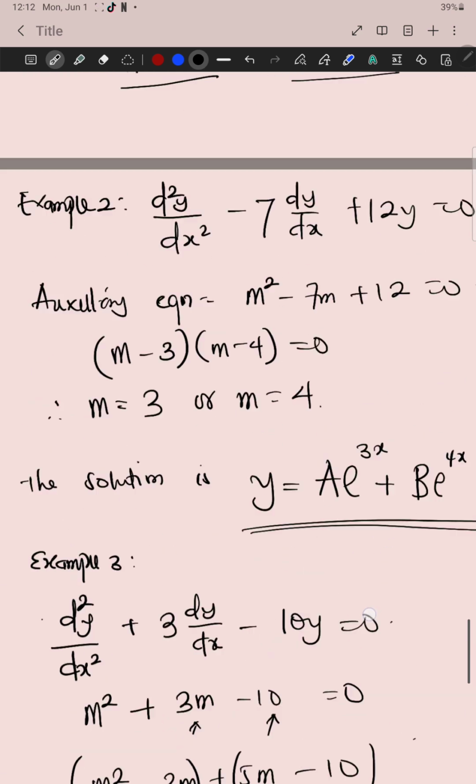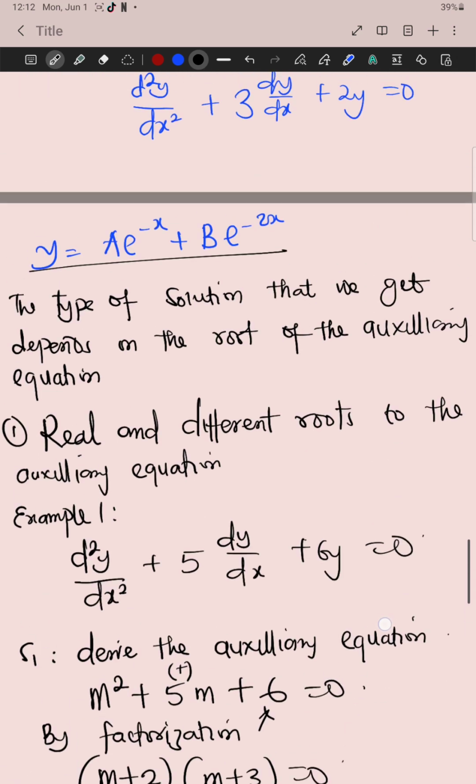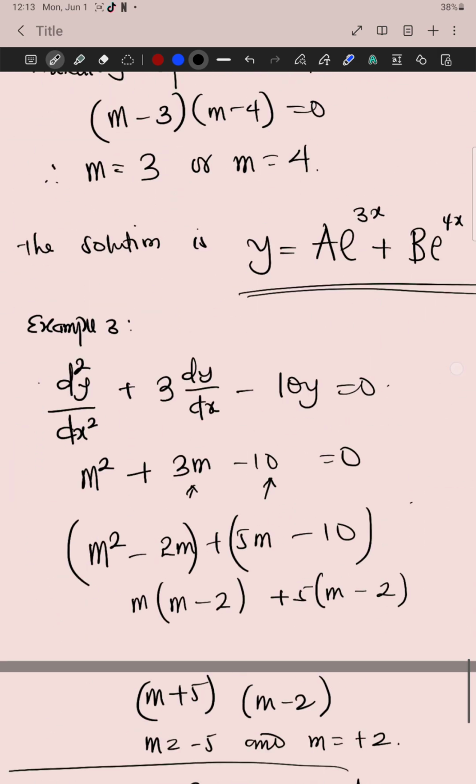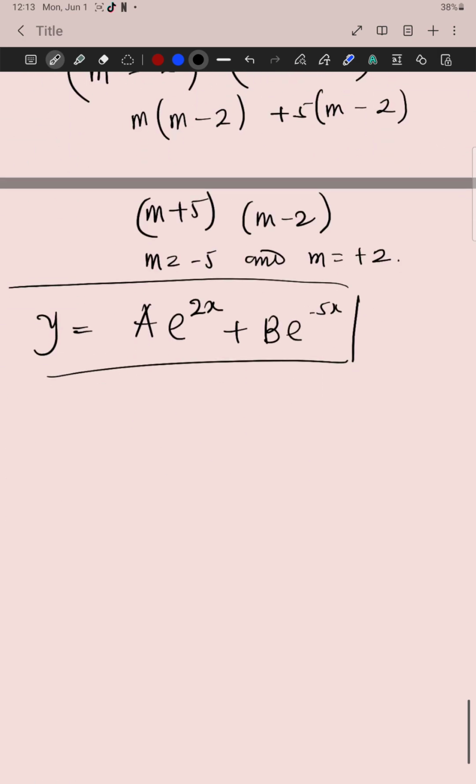Now this is for when we have what? Like I said, the class we are treating now is when we have real and different roots. When we have what? Real and different roots.